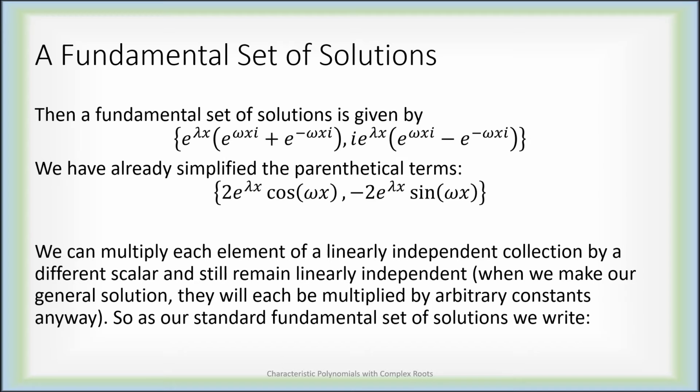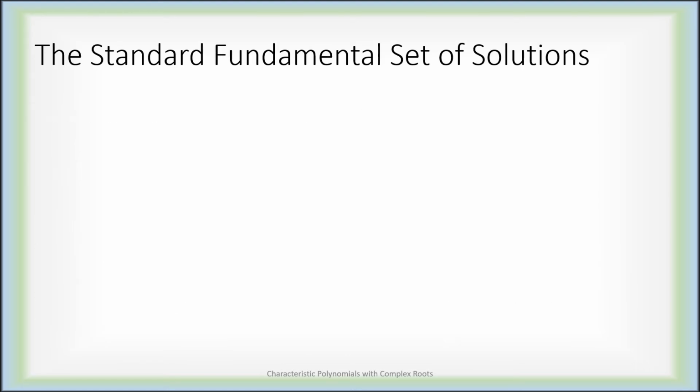Now this is a fundamental set of solutions, but I can multiply them by scalars and not affect linear independence. In other words, I can multiply the first term by a half and the second term by minus a half to get a more standard looking fundamental set of solutions of just e to the lambda x cosine omega x, e to the lambda x sine omega x. So we now have a way to write the standard fundamental set of solutions.